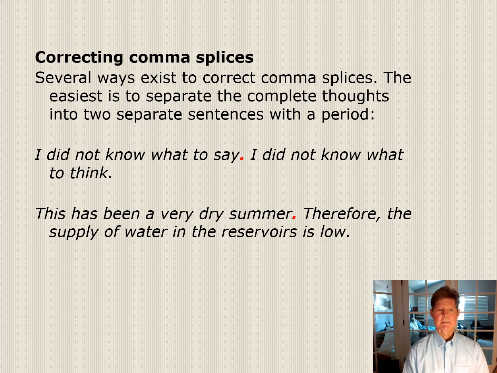Correcting comma splices. Several ways exist to correct comma splices. The easiest is to separate the complete thoughts into two separate sentences with a period. I did not know what to say. I did not know what to think. This has been a very dry summer. Therefore, the supply of water in the reservoirs is low.